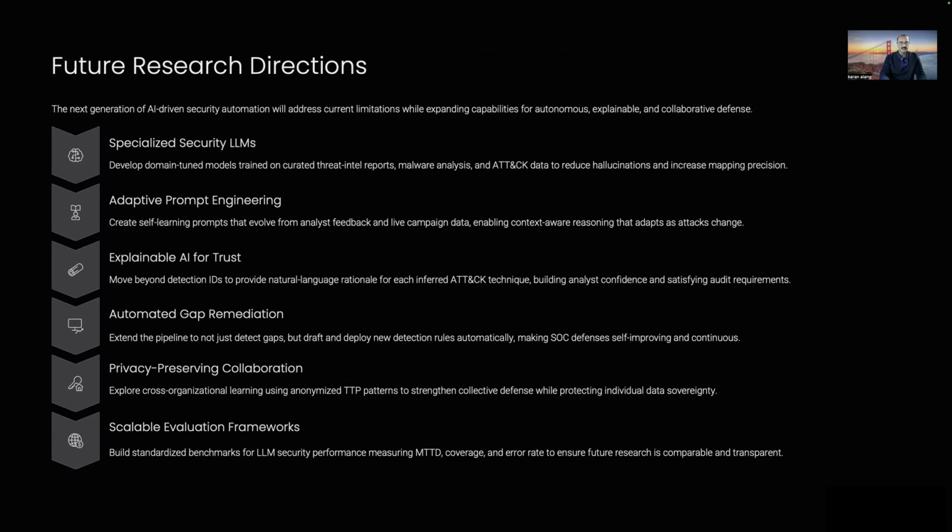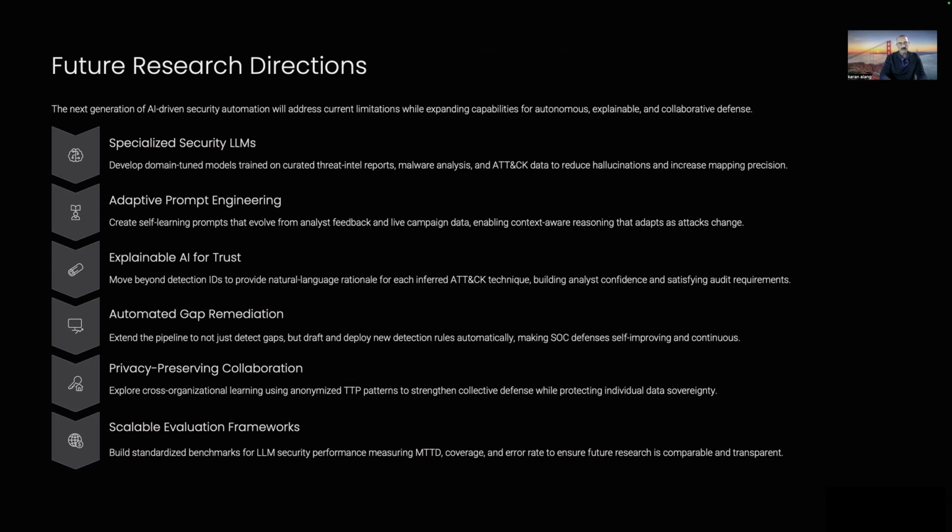Let's look at, finally, the future research directions. The future research directions will not just address the current limitations, but also expand capabilities for autonomous, explainable, and collaborative defense. So what will this include? The first one is specialized security LLMs. What that means is we need to develop domain-tuned models trained on curated threat intel reports, malware analysis, and attack data to reduce hallucinations and increase mapping precision.